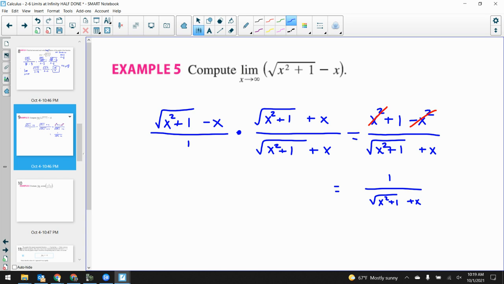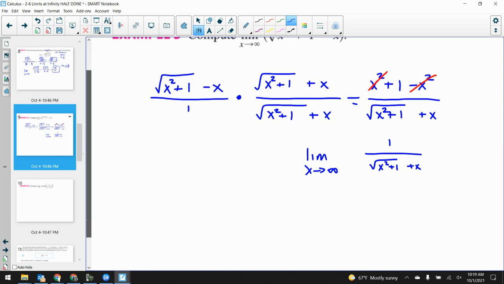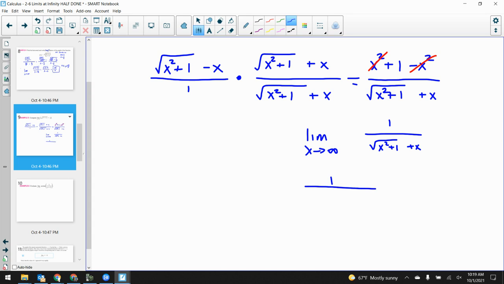Okay, now let's see if we can use direct substitution. Let's see if we can reason it through by using direct substitution, because remember that this is really just the limit as x goes to infinity of this thing. Well, this is 1 over the square root of infinity squared plus 1 plus infinity. Now I don't have a minus anymore, but I have a plus. If I square infinity, it gets even bigger, right? There's no reducing that. Plus 1 keeps getting bigger.